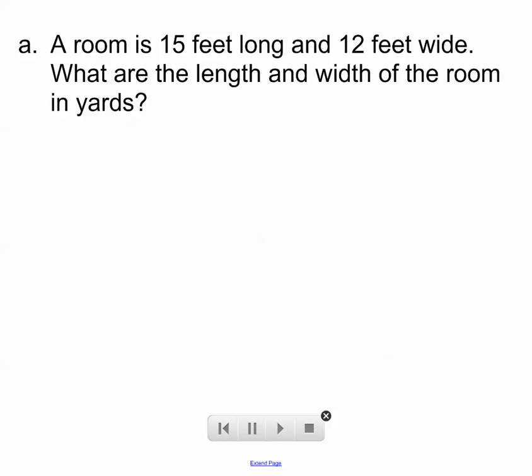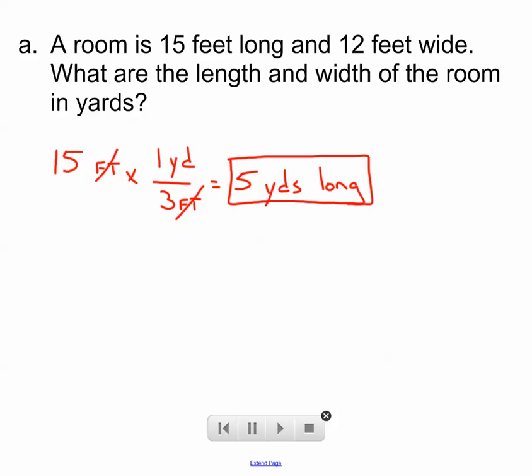Here we go. A room is 15 feet long and 12 feet wide. What are the length and width of the room in yards? Okay, well, let's start with the length here. 15 feet. If we just multiply that by this ratio, that there's 1 yard for every 3 feet, we'll see that the feet cancel out. And we'll also see that 15 divided by 3, or 15 times 1/3, which is the same as 15 divided by 3, is 5 yards. The room is 5 yards long.